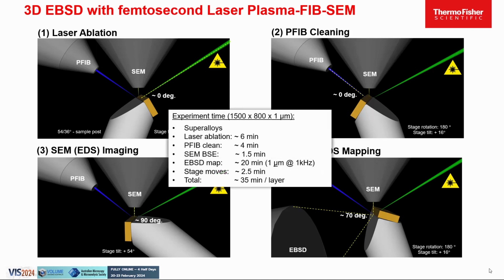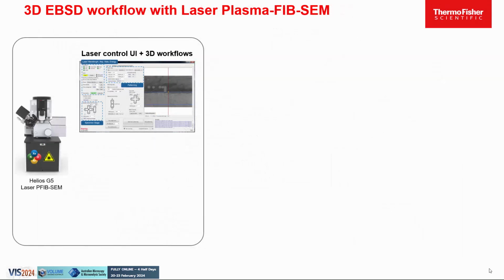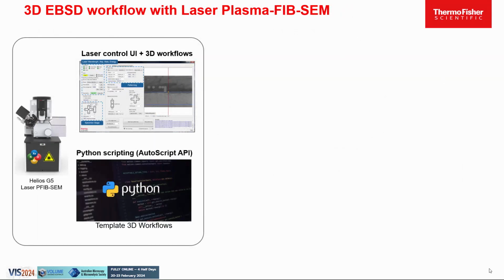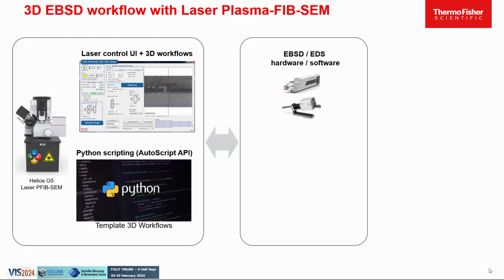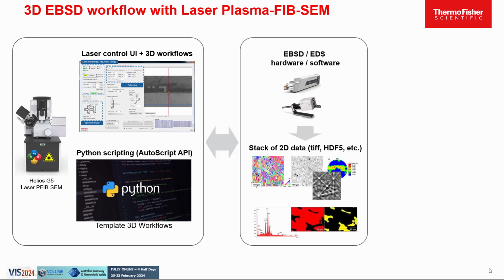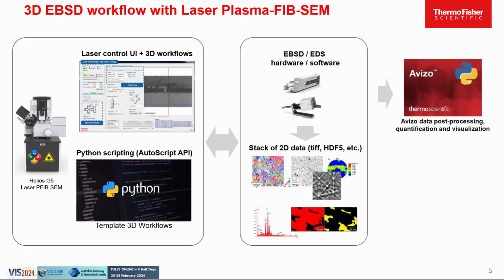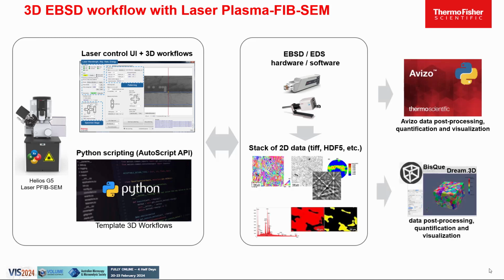Here is a summary of experimental times for a typical millimeter range 3D BSD volume. Worth pointing out here is that the bottleneck is still EBSD mapping. 3D workflows are controlled or customized in the Laser UI or via Python scripting. These control acquisition hardware and software. Various data sets are sequentially collected. These are assembled in 3D and processed with a VISO package or other packages.